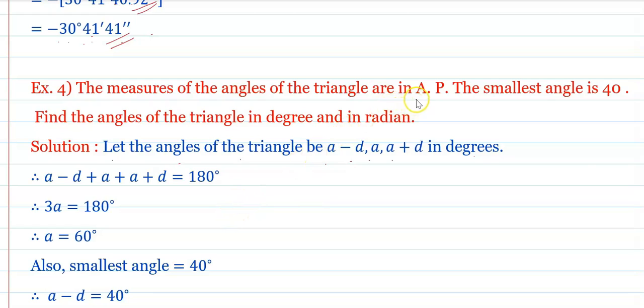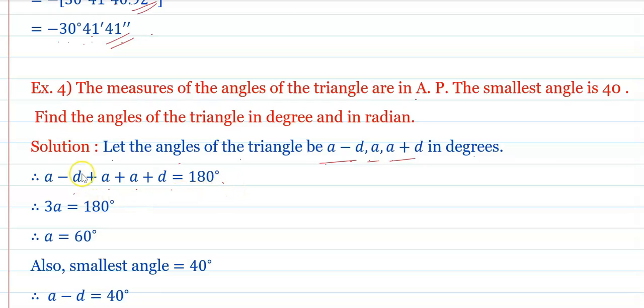Okay. The angles are in AP, and whenever three numbers are in AP, we can write them as A minus D, A, A plus D. As these are the measures of the angles, their sum is equal to 180. A minus D plus A plus A plus D, because the sum of the measures of angles of a triangle is 180.